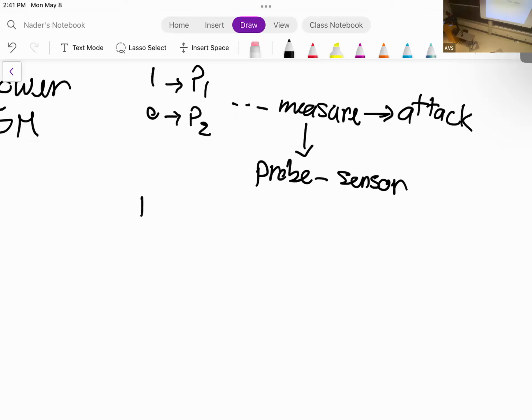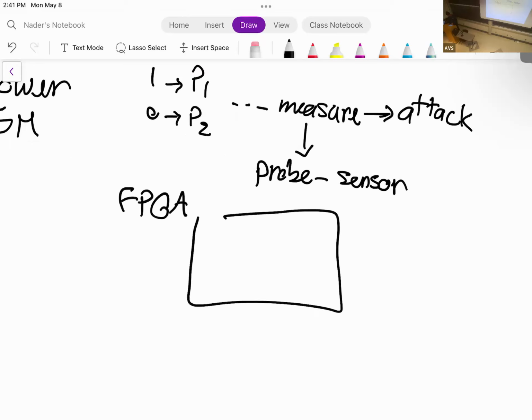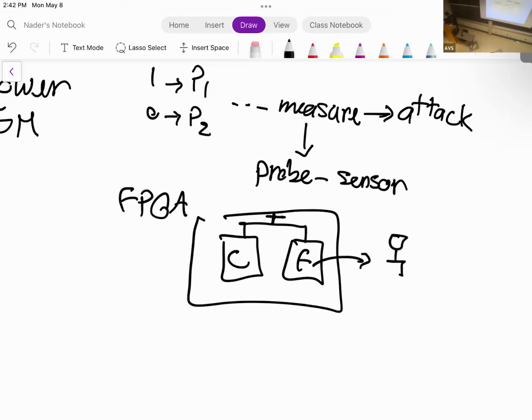The first one shows basically that you can use an FPGA. Essentially, the idea is that you have this SoC: this is your CPU, this is your FPGA. They're connected to the same kind of power source, okay? And what they did here is that they had an array of ring oscillators, and this array of ring oscillators is basically just switching.